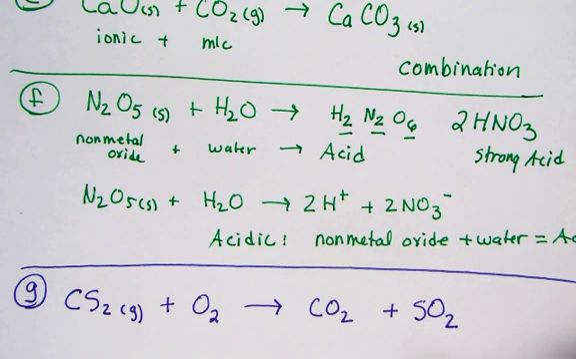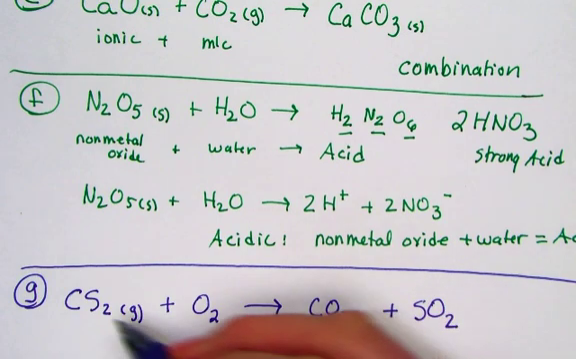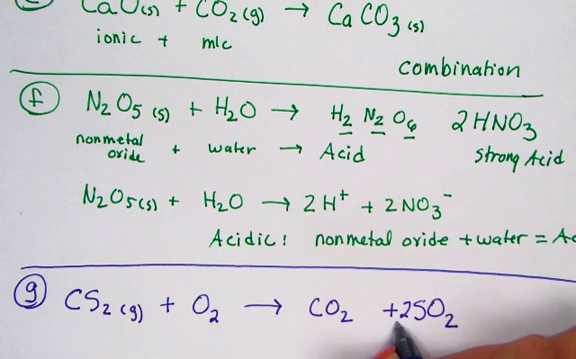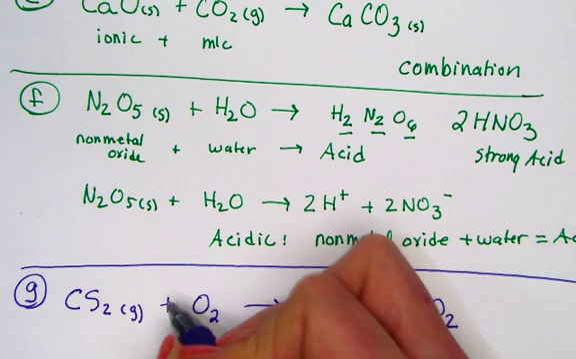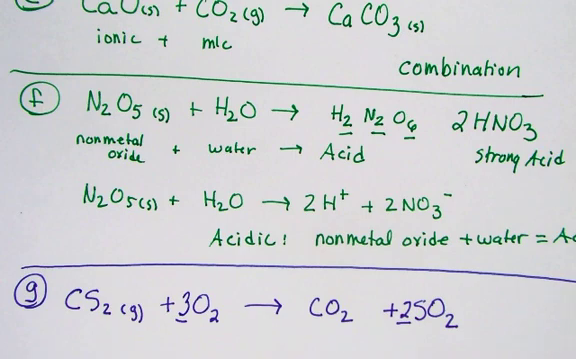Now, based on charges, we can predict what was oxidized and what was reduced. Let me first take a moment to balance. 2 sulfurs, double the sulfur dioxide, 4, 5, 6 O's. We'll need a 3 in front of the oxygen.